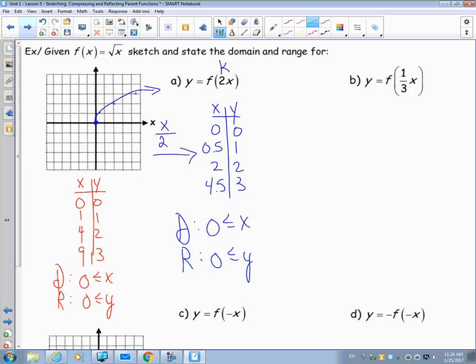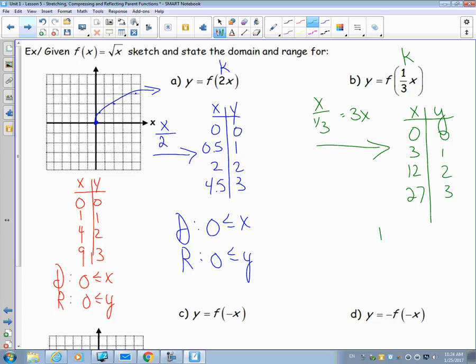Again, I got something inside the bracket. That's an x thing. So let's make it letter k. I do the opposites. So x divided by 1/3, we know that's 3x. So we're horizontally stretching this time. And it's triple our x's. 3, 12, 27, 0, 1, 2, 3. Didn't change. Domain, triple 0, still 0. Didn't touch the range.